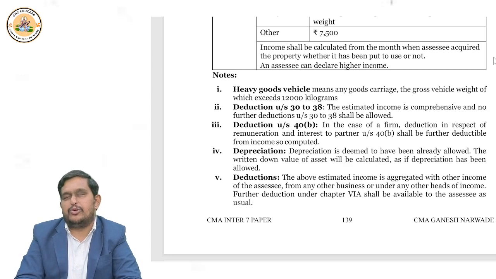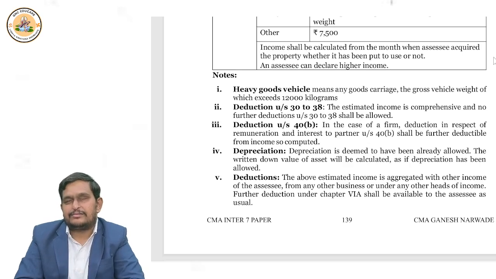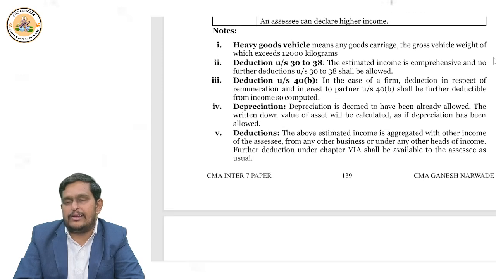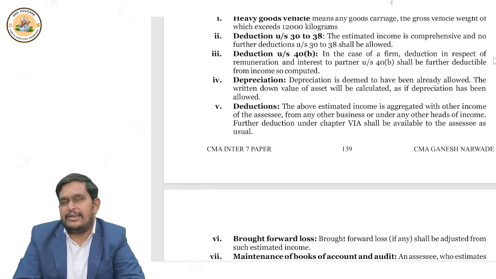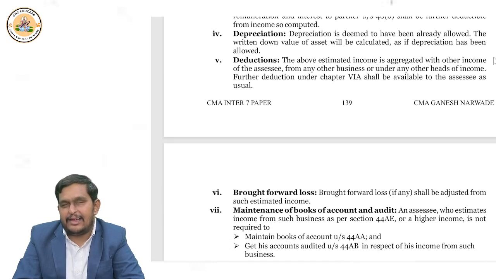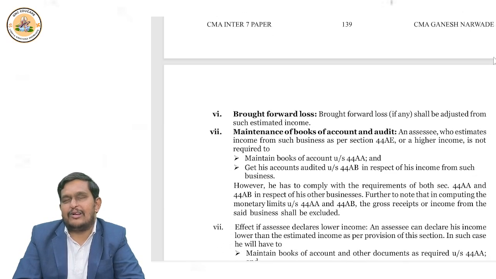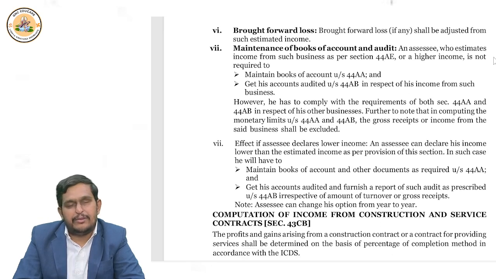So like this, you are supposed to understand the topic. Can you show lower income? The answer is yes, you can show lower income than the specified. If you want to show lower income, how to do that? Maintain books under section 44AA and get the tax audit done under 44AB. Right? Maintain books of accounts under 44AA and get the tax audit done under 44AB. That's it.